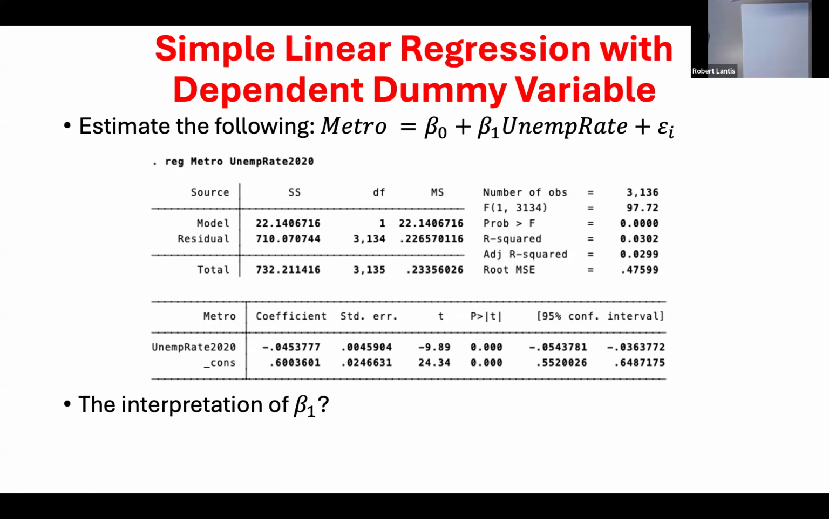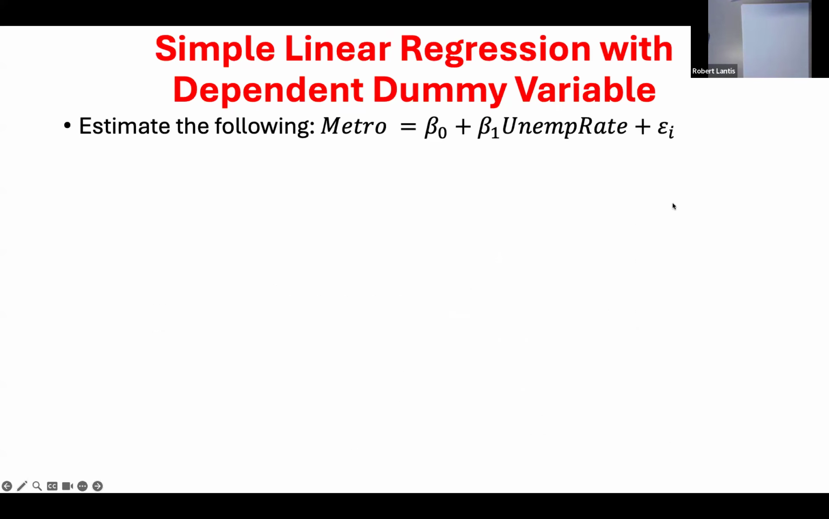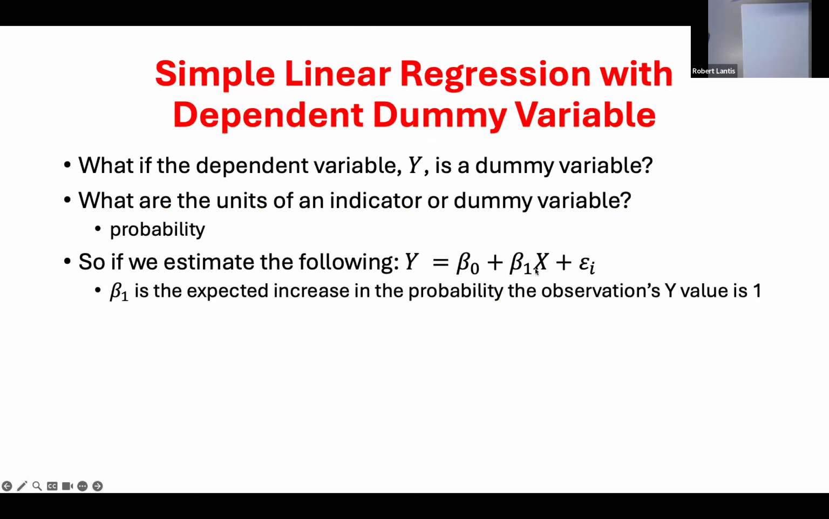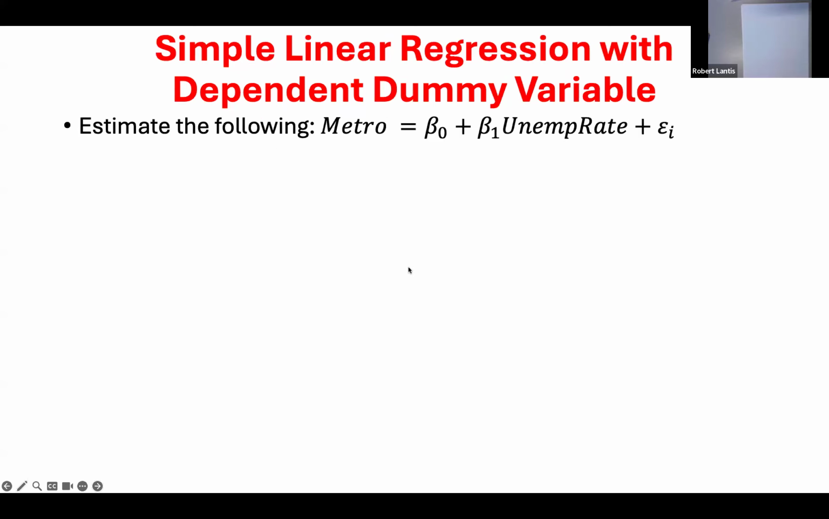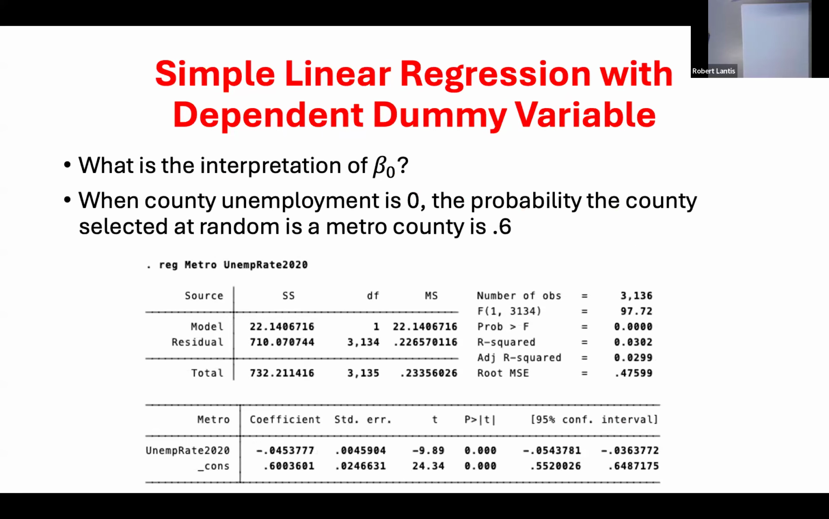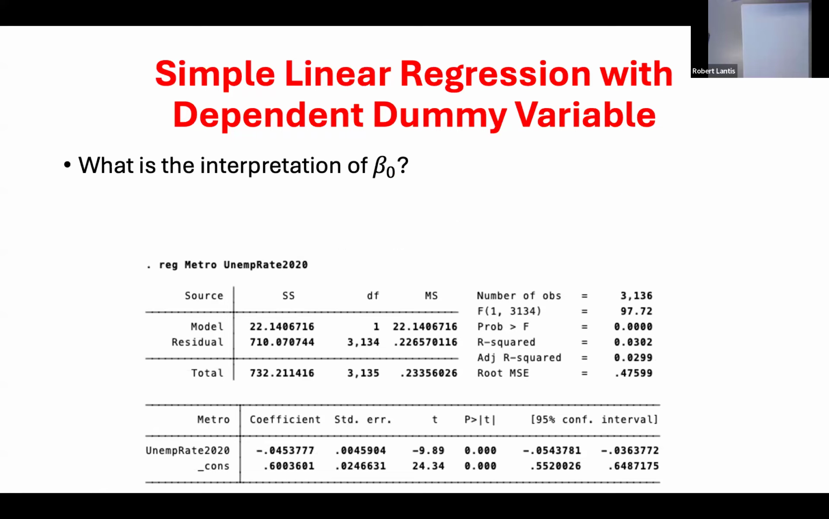I skipped this to give you an example because it's sometimes easier to talk through an example. But in general, the way I interpret this slope coefficient is it's the expected increase or decrease in the probability that that y value is 1. So let's look at another example here. I've got another example in Stata, which we'll switch over to in a second.